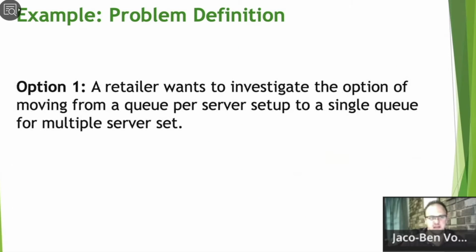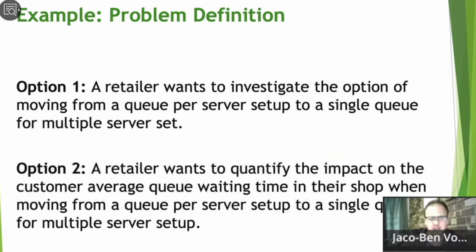So I've already started here. I've got 2 options. Any comments on which option is the better problem definition? Option 1 says a retailer wants to investigate the option of moving from a queue per server setup to a single queue for multiple server setup. Option 2 is a retailer wants to quantify the impact on the customer average queue waiting time in their shop when moving from a queue per server setup to a single queue for multiple server setup. Which one do you guys think is the better example of a problem definition?